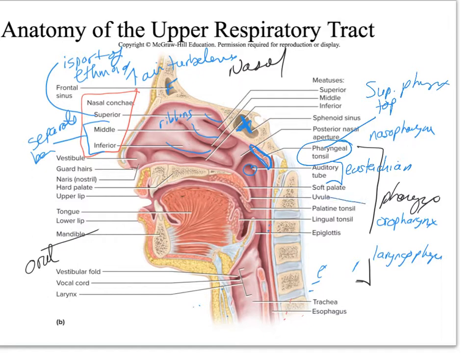Then we have two tonsils that are associated with the palate. So it is called the palatine tonsil right there. And then at the base of the tongue, you have your lingual tonsil. So 1, 2, 3 tonsils. They're named based on where they are located. All right, let me get rid of some of this mess.